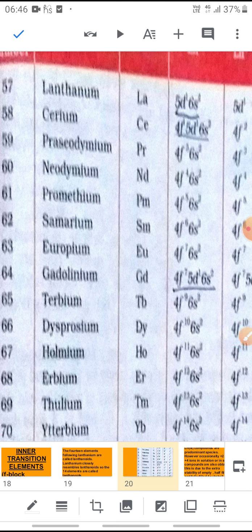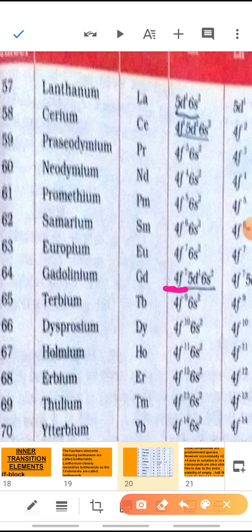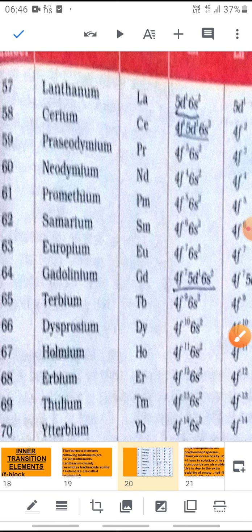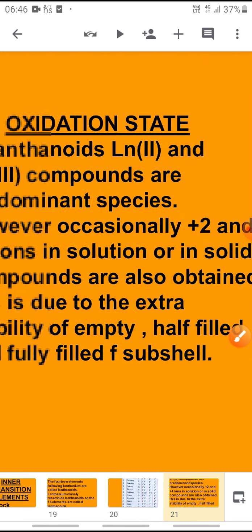Then you can see the configuration for gadolinium. The configuration is 4f7, 5d1, 6s2. This is the exceptional configuration. Why is it so? Because in order to have 4f7, that is the half filled configuration, the next electron instead of going to the 4f orbital resides in the 5d orbital. After 4f7 is just 4f9 for the next element. So this is all about the electronic configuration.